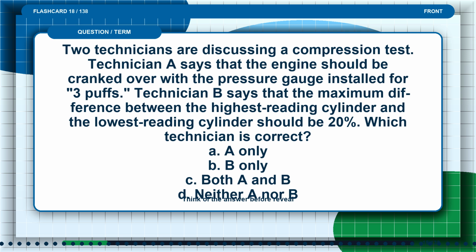Flashcard 18. Two technicians are discussing a compression test. Technician A says that the engine should be cranked over with the pressure gauge installed for 3 puffs. Technician B says that the maximum difference between the highest reading cylinder and the lowest reading cylinder should be 20%. Which technician is correct? A. A only. B. B only. C. Both A and B. D. Neither A nor B. Pause and think of the answer before the reveal.